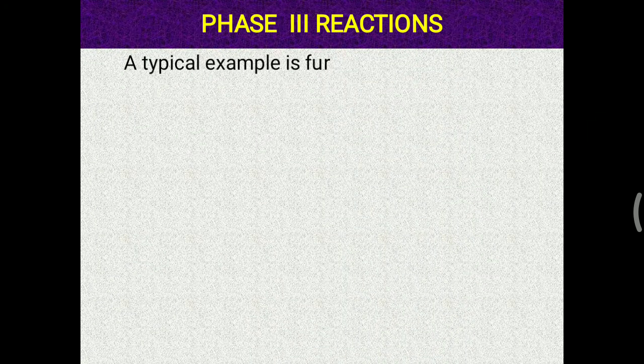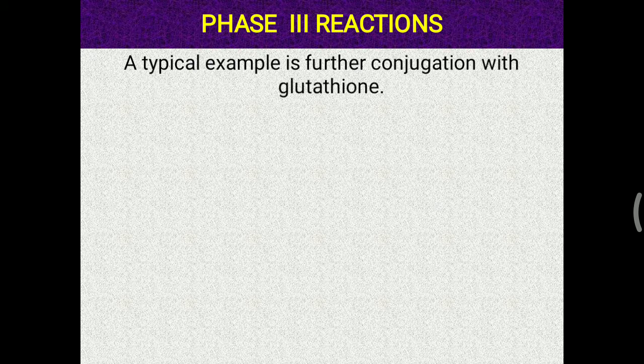Now a typical example is further conjugation with glutathione. So here we are talking about phase 3. Up to phase 2, what happened? Conjugation. Generally after the phase 2 reaction excretion occurs, but sometimes even after phase 2 excretion does not occur, and in that case a phase 3 reaction will occur. So in phase 3, a typical example is further conjugation with glutathione. So again, conjugation with glutathione.